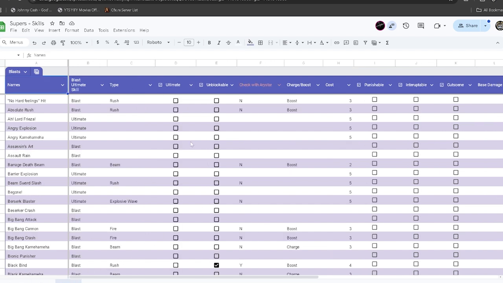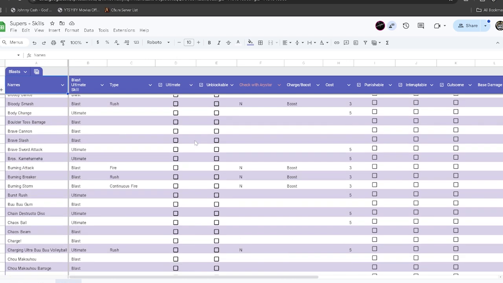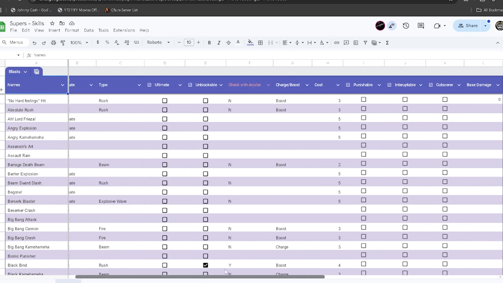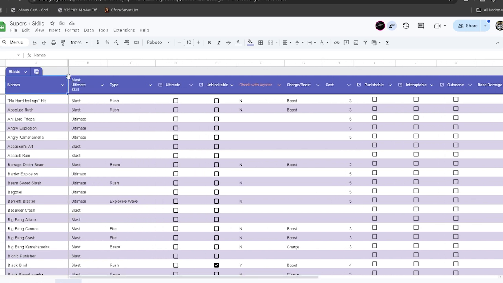Then you can go over here, and these are all the blasts in the game, and it goes over, is it a blast, ultimate? I'm going to take out skill because these used to be on the same page, now they're on 2 different pages. And we're going to go through and make sure type, ultimate, is it blockable? That's just an editor over here. Charge or boostable, cost, punishable, interruptible, cutscene, base damage. Yeah, so we're going over all that for you guys.